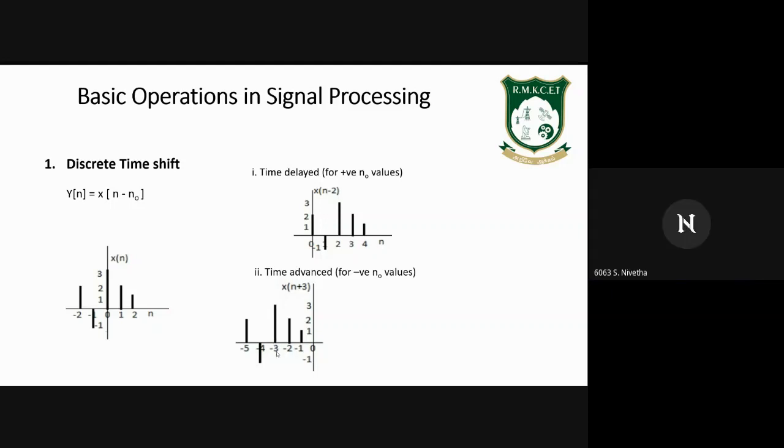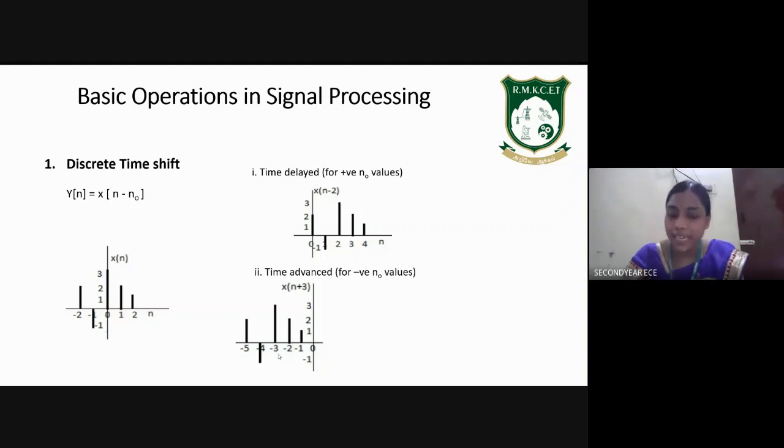Yes, ma'am. We are calculating the amplitude value for n is equal to minus 3. So substitute this minus 3 here. x of minus 3 plus 3 will become x of 0. What is the x of 0 from the original signal? The amplitude value is 3. That sample will come here.